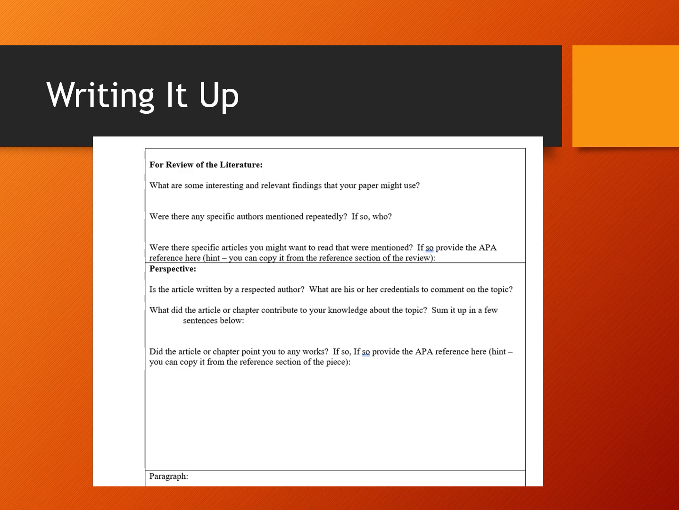Were there specific articles you might want to read that were mentioned? And put the APA reference here. So the way to do this in the review of the literature, if you see a sentence that mentions an article and the article might be interesting to read, look it up in the reference section of the article at the bottom, and you'll see the APA reference there. You can copy and paste that into the template, and then you can go and find that article to see if you want to read it.